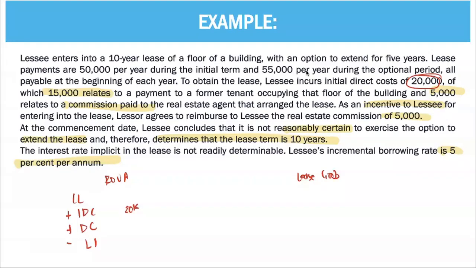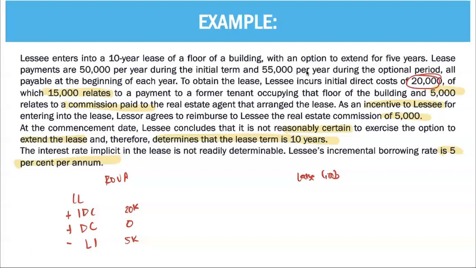Next, dismantling costs. If we look into the problem, there's no dismantling cost given, so this is zero. Next, the lease incentive. It says, as an incentive to the lessee for entering into the lease, the lessor agrees to reimburse the lessee the real estate commission of 5,000. So we have here a lease incentive of 5,000.